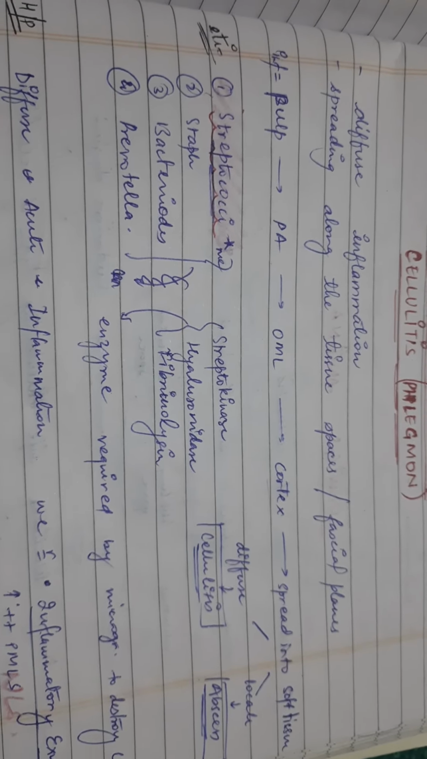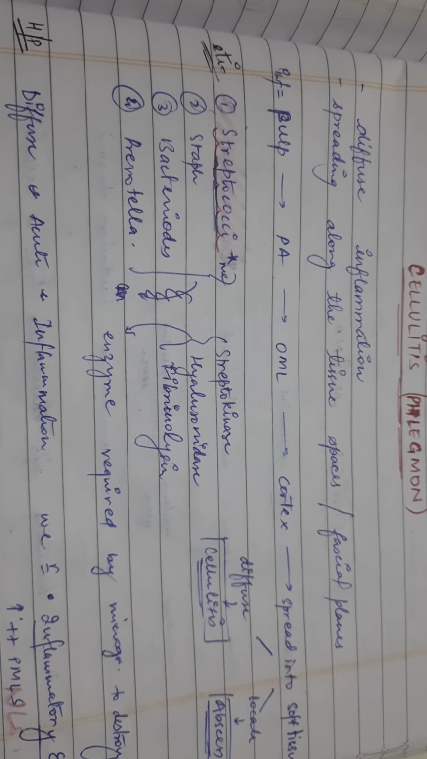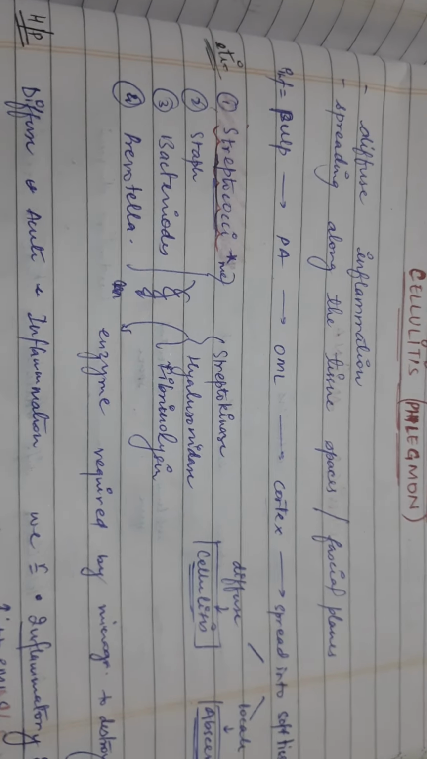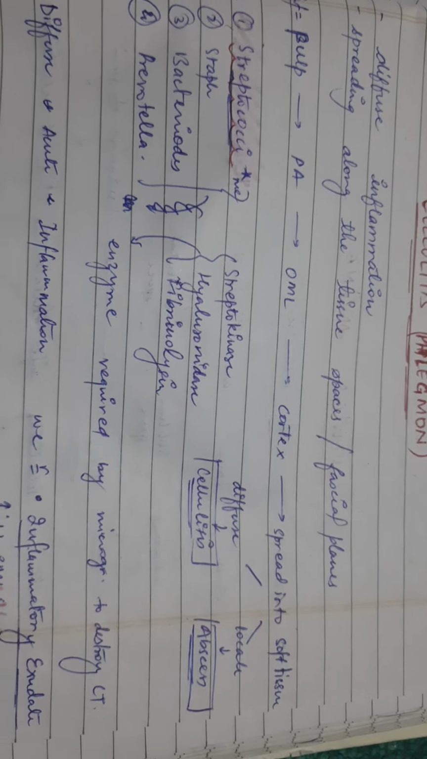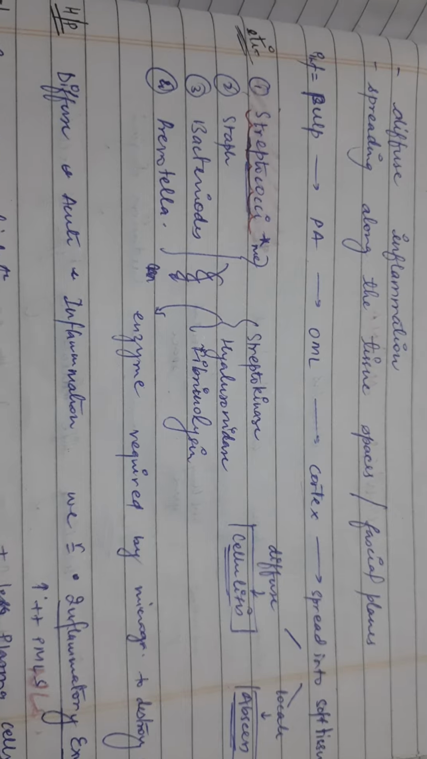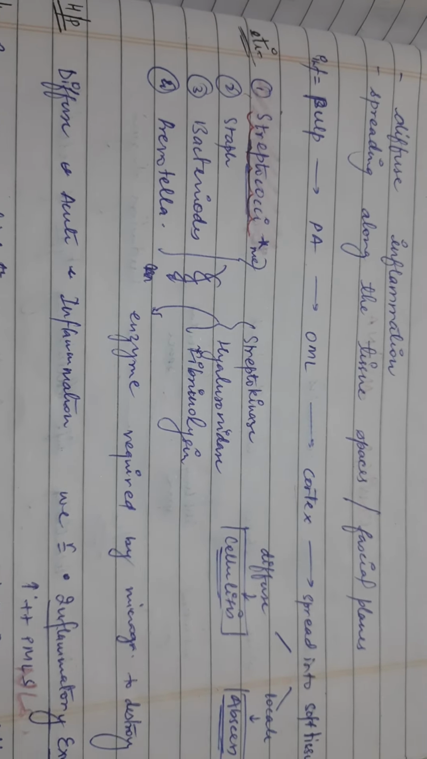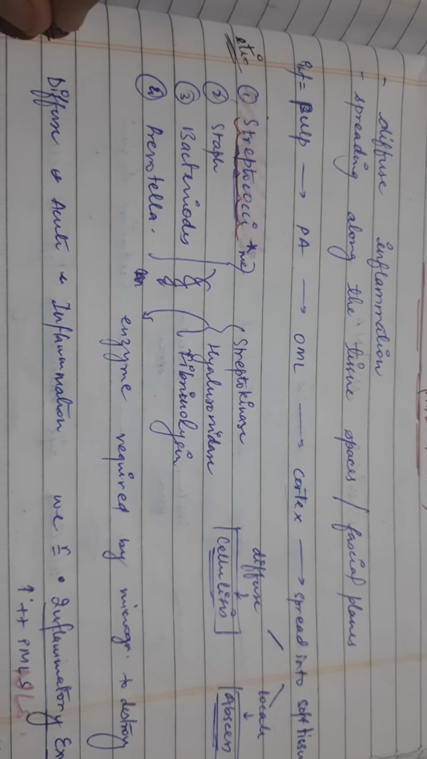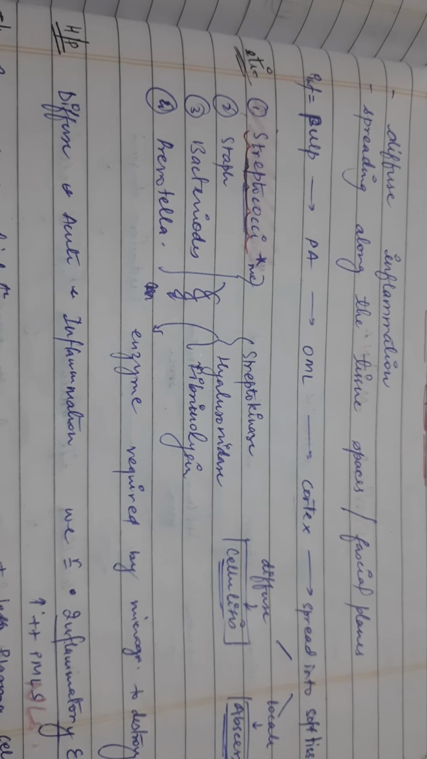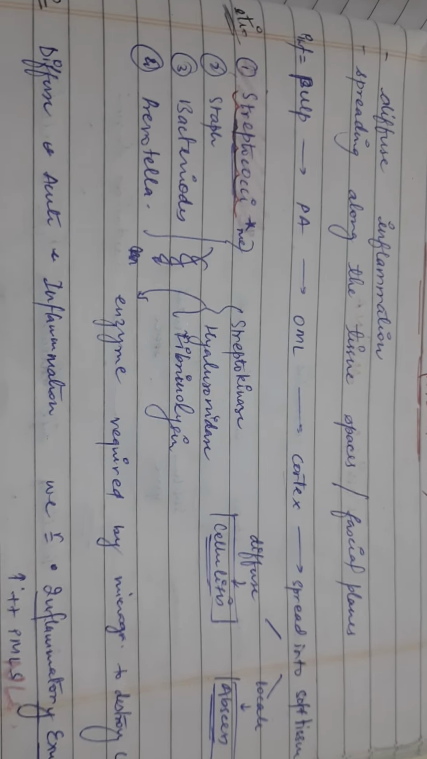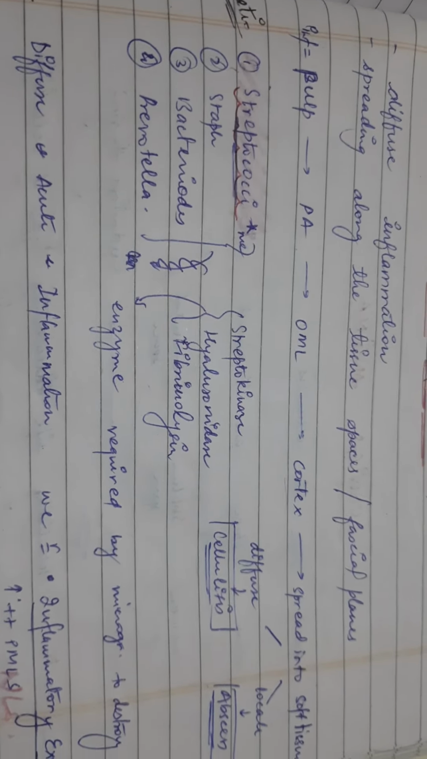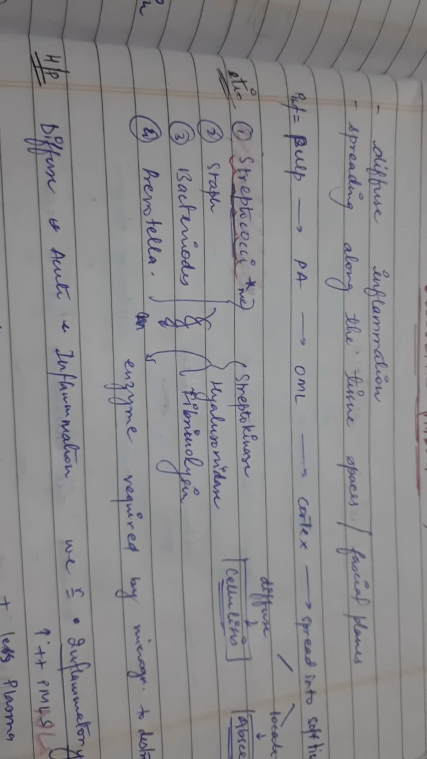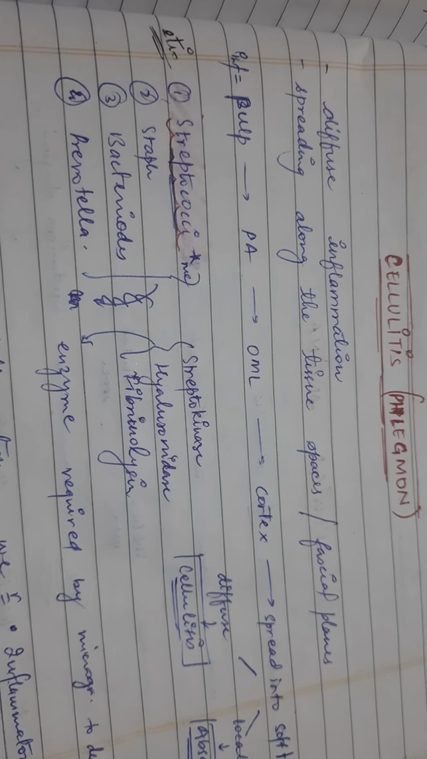Streptokinase, hyaluronidase, and fibrinolysin are enzymes required by microorganisms to destroy connective tissue. If streptococci cause cellulitis, they require these three enzymes to destroy connective tissue. They cannot do it on their own.